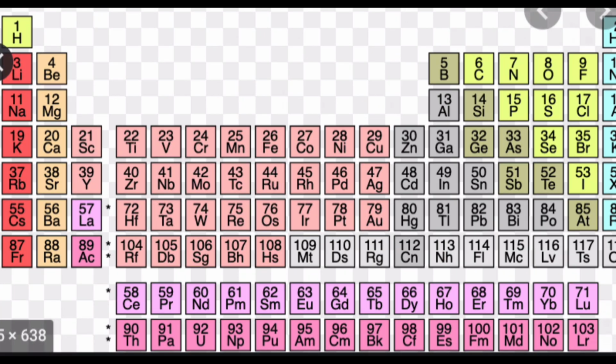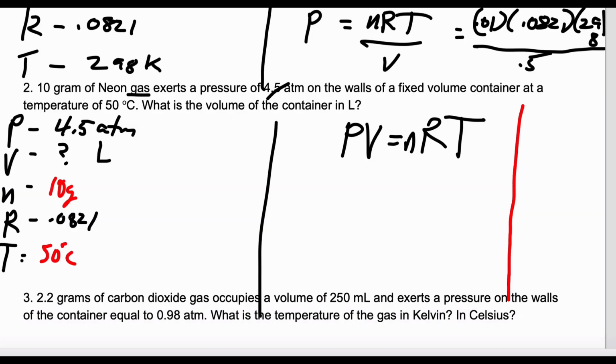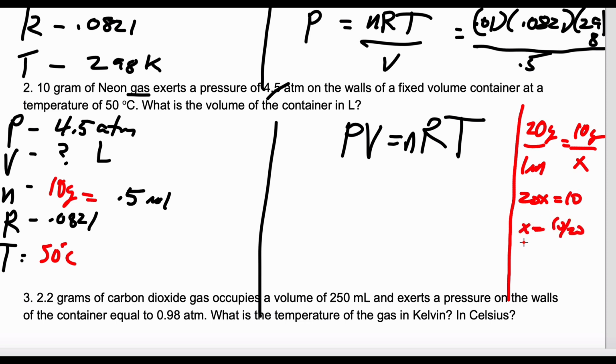The reason I'm bringing this up is neon's molar mass is 20. Its atomic number is 10. So don't be fooled by that. Okay, so I go to neon. Neon's molar mass is 20 grams in every 1 mole. But they want to know how many moles are there in 10 grams. So you can look at this like we did last time and just say, listen, if I have 10 grams, but there's 20 grams in every 1 mole, that's half. Or you can do your cross multiplication and say 20x equals 10. X equals 10 divided by 20, which is 0.5. Okay?